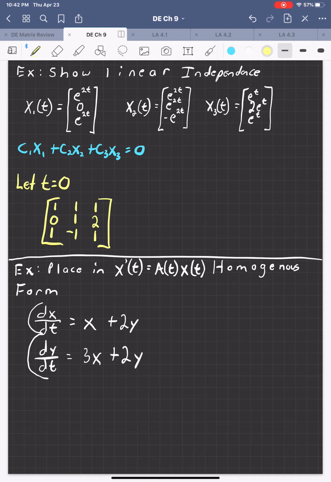So I hope that makes sense, that you could now think of this as c sub 1 scaled to the vector 1, 0, 1, plus c sub 2 scaled to the vector 1, 1, negative 1, plus c sub 3 scaled to the vector 1, 2, 1. Okay, and again, you're trying to get to 0.